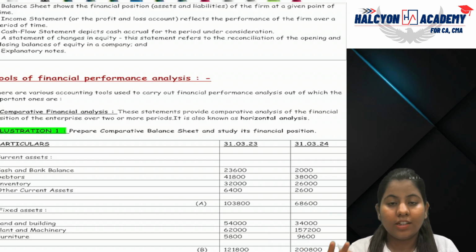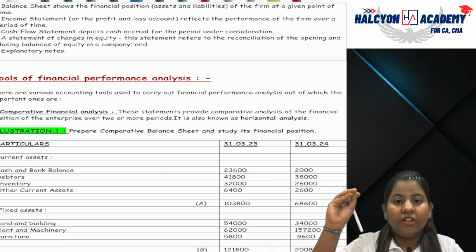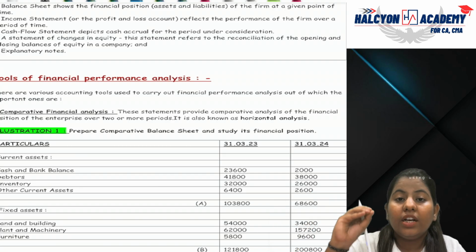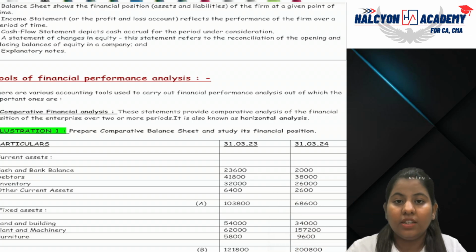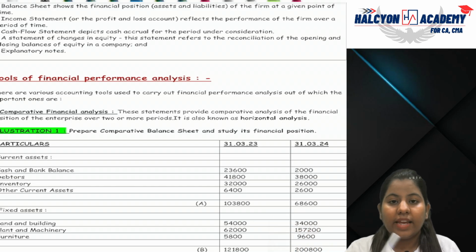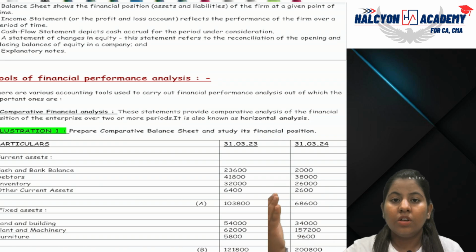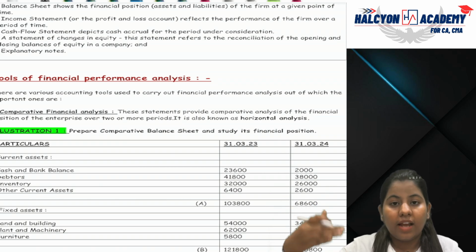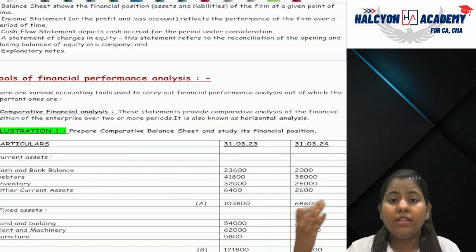Any 2 years we can compare, the financial position of current year and previous year. Okay, so we are going to compare the financial position of current year with the financial position of previous year, so that we can see how much it is growing. Is it growing or not? The sales, income, expenses, whatever it is, is it growing, or is it declining?